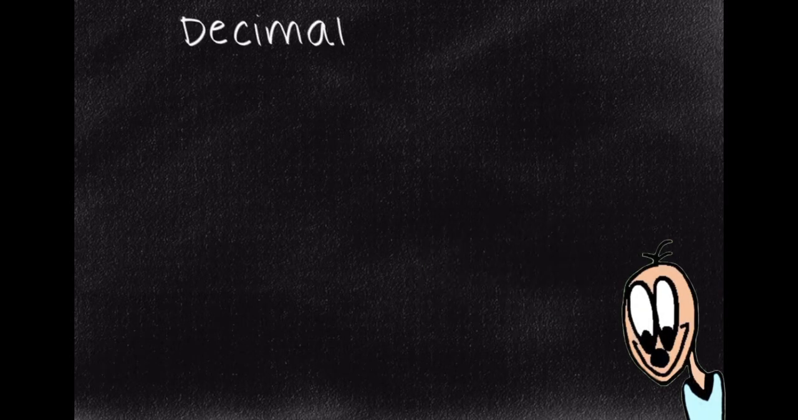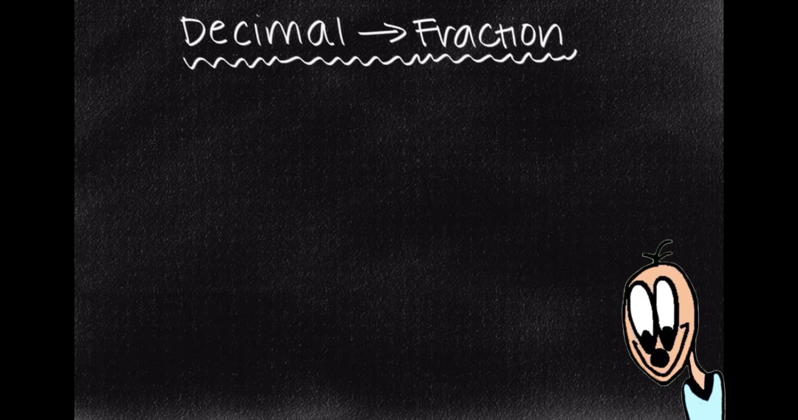Hi guys, so in today's video we're going to learn how to convert a decimal to a fraction using two different examples. So let's start with the decimal 0.65. And the first thing we're going to do is make it into a fraction by writing 1 as the denominator.